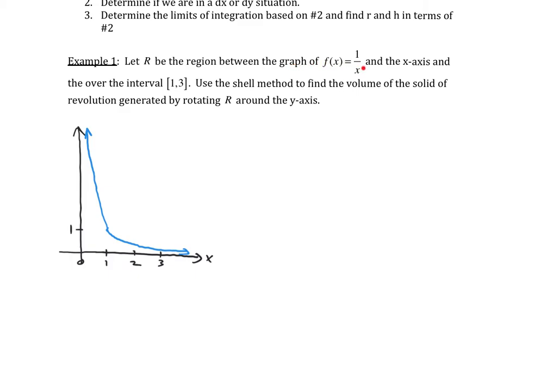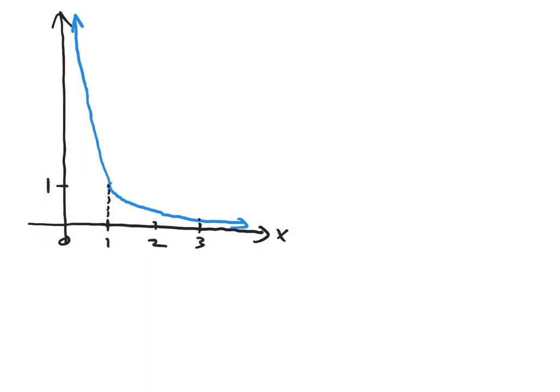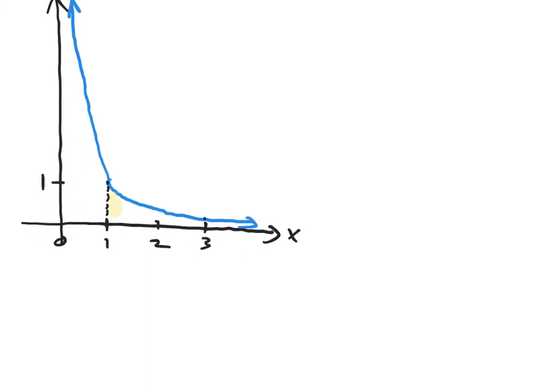Okay. And our function is the graph of f of x equal to 1 over x, and the x-axis is going to be the bottom boundary over here, and we're going over the interval from 1 to 3. So this is x equal to 1, this is x equal to 3, and I want to shade in this region that I'm rotating. So I'm rotating this region in between my curve and the x-axis, and x equal to 1 and x equal to 3. So this region right here is the region R that we're working with.